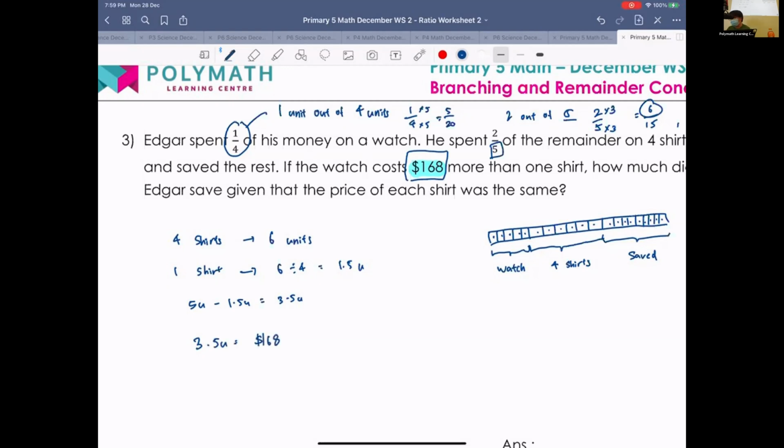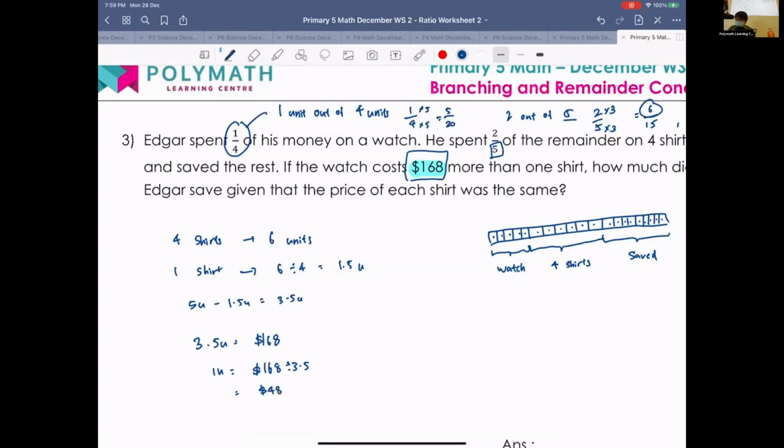Now that you are in P5, you can use a calculator. That will not be impossible to calculate. In P4, it will be difficult, but it's still not impossible. So you're going to take $168 divided by 3.5 using your calculator. You will find 1 unit. 1 unit is 168 divided by 3.5. That will give you $48.